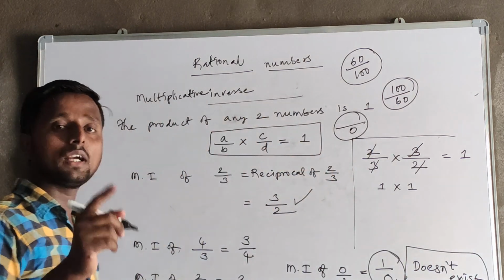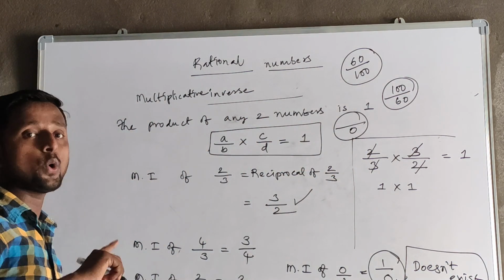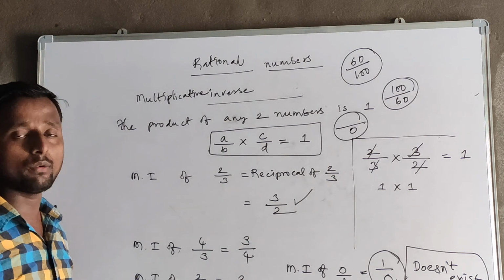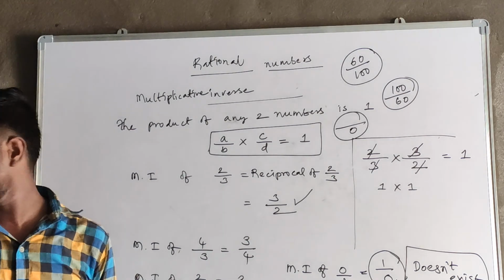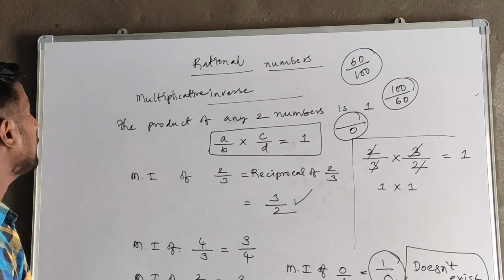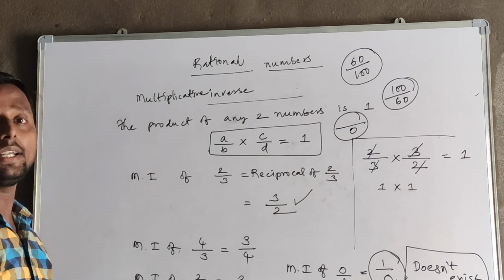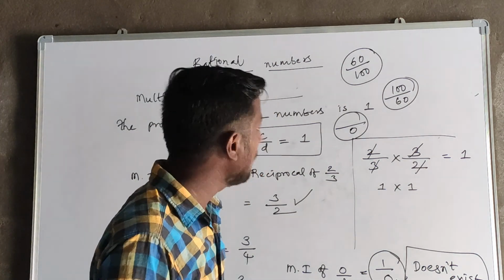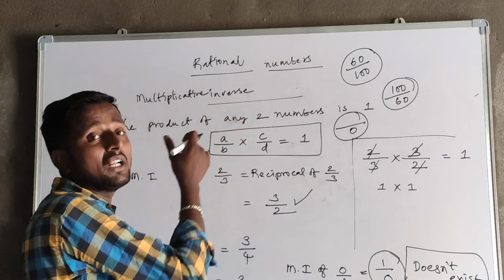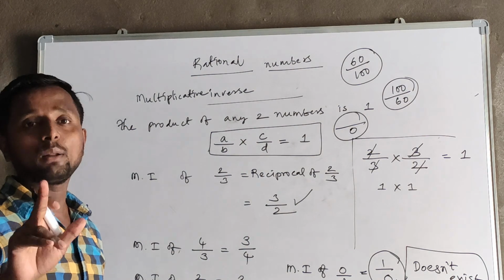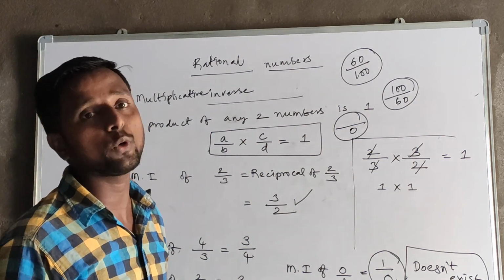So overall, what do we conclude? We concluded 0 has no multiplicative inverse. So what did we learn now? We learned 4 topics today. What are they? Multiplicative identity and multiplicative inverse, additive identity and additive inverse. The multiplicative identity is nothing but 1. The multiplicative inverse is nothing but the reciprocal of the given number.